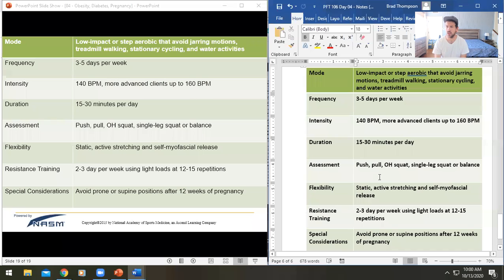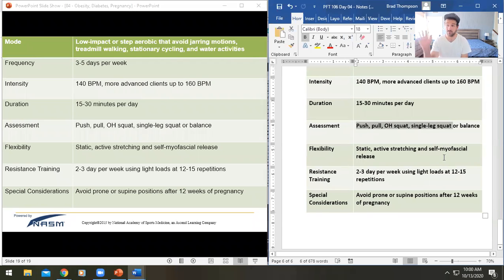The reason we don't see a longer duration here, even though the intensity is relatively low, is just because, again, those alterations in the joints and stuff, it's going to be kind of achy. And so we're going to do a logical reduction here of just reducing our time. Your assessments can be totally normal: pushing, pulling, overhead squat, single leg squat. All that's totally normal. Stretches, we're going to focus primarily on static stretches or active stretches.